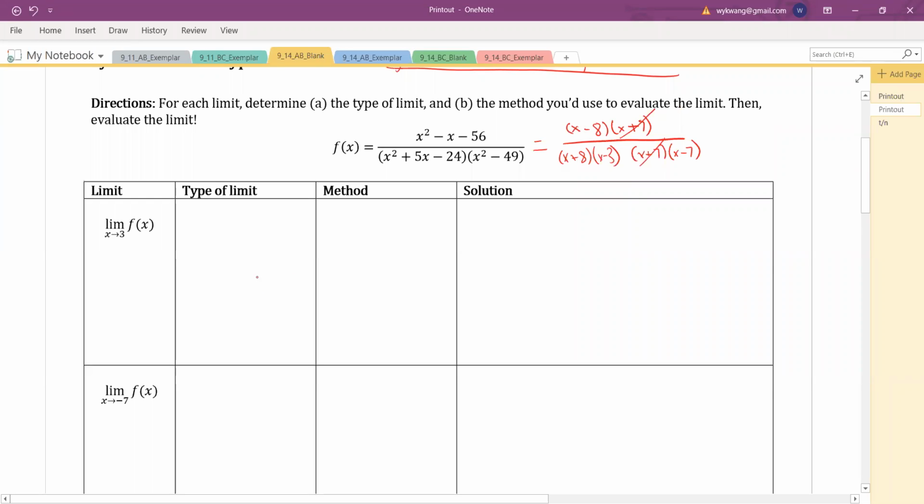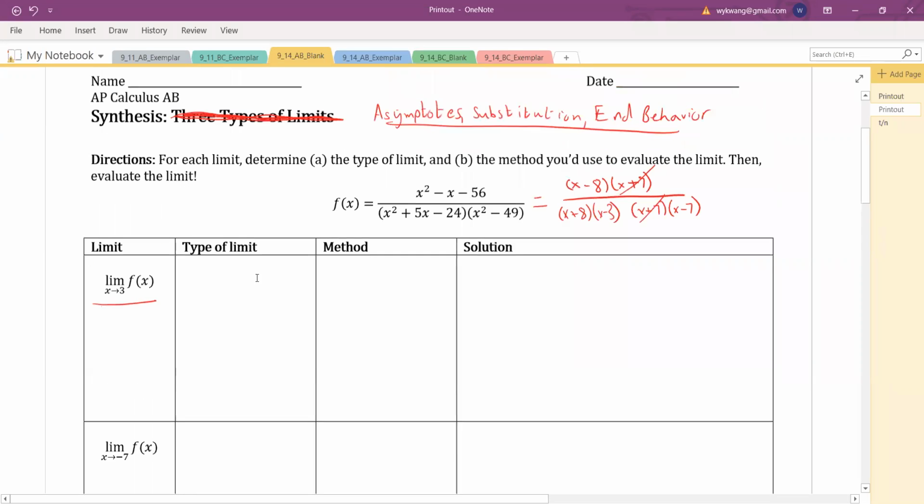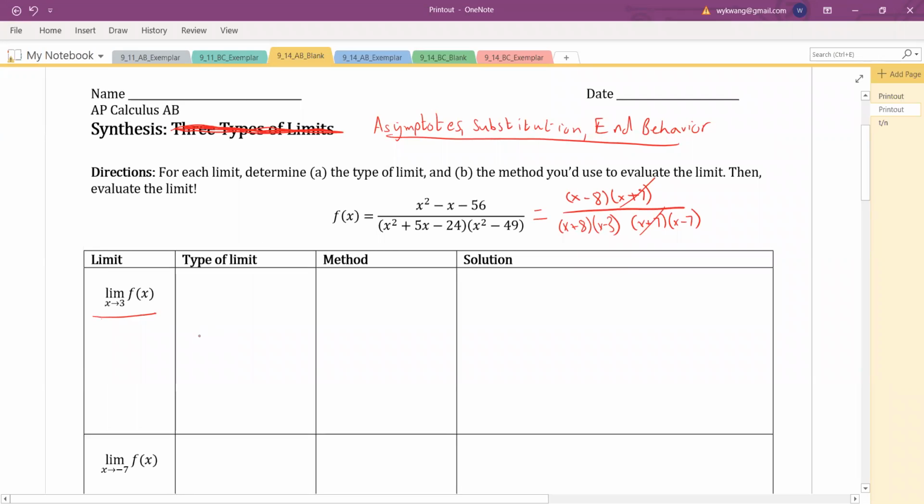Now, I would like everyone to take 30 seconds to tackle our first problem. And looking at the categories that we have above, what type of limit do you think this would be after also taking into consideration what we've simplified? Thank you, Brianna. So take 30 seconds to, again, it'll either be asymptote, substitution, or end behavior. And please type in your answer into the chat.